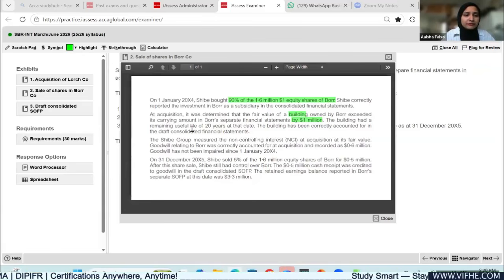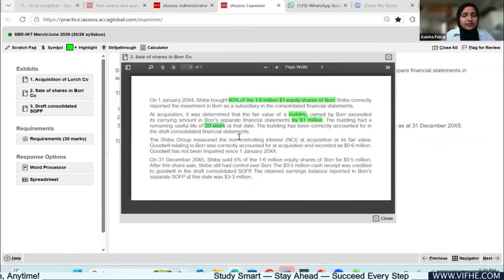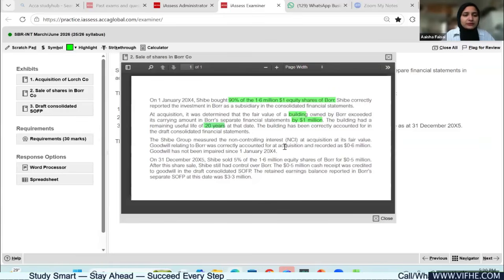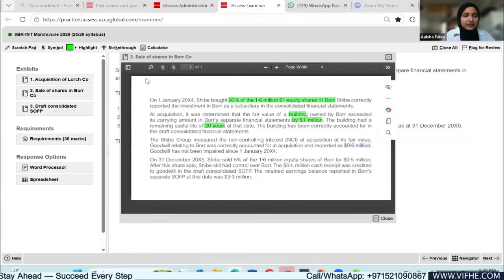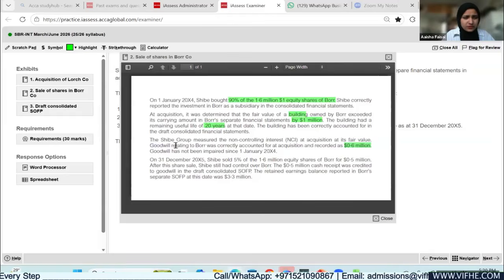The building had a remaining useful life of 20 years at that date. The building has been correctly accounted for in the draft consolidated financial statements. The Shibe Group measured the NCI at acquisition at its fair value. Goodwill relating to Bor was correctly accounted for at acquisition and recorded as 0.6 million. So goodwill at acquisition date was 0.6 million. Great, this is your goodwill figure. Goodwill has not been impaired since 1st January 20x4.